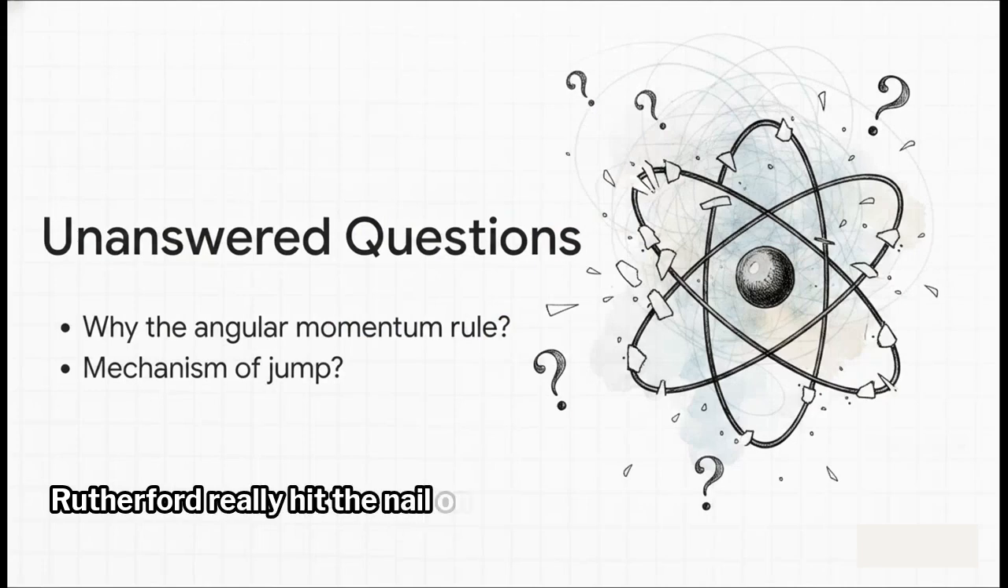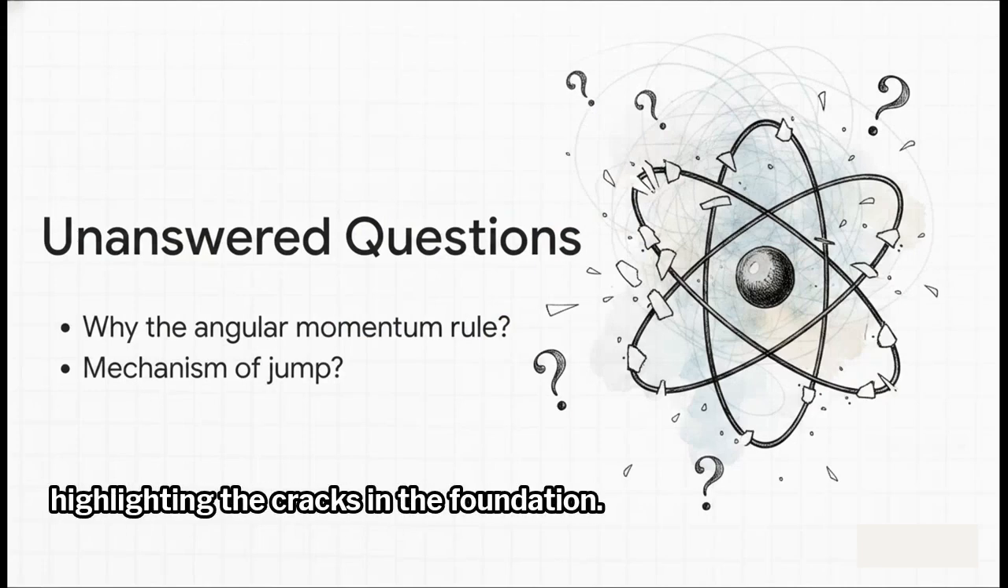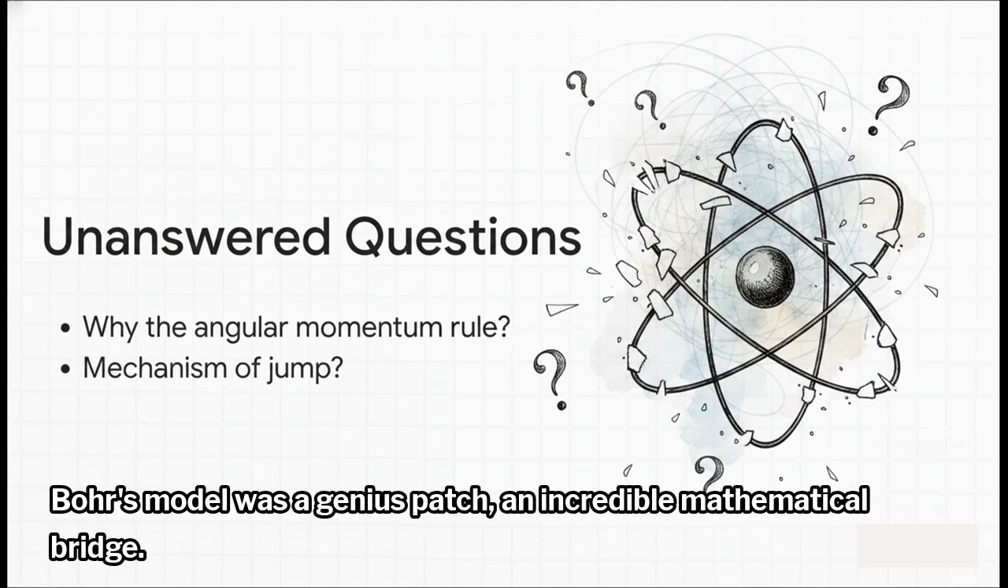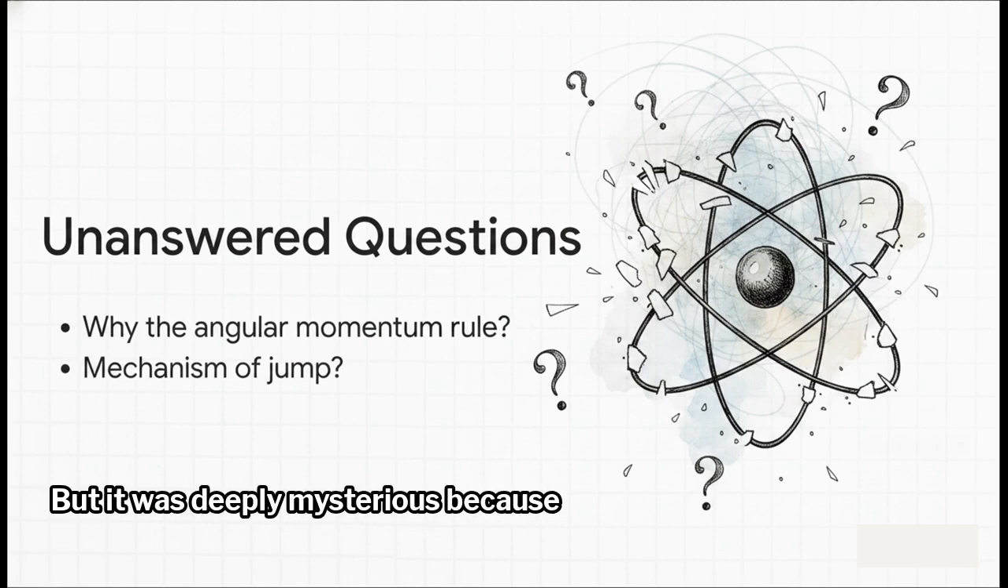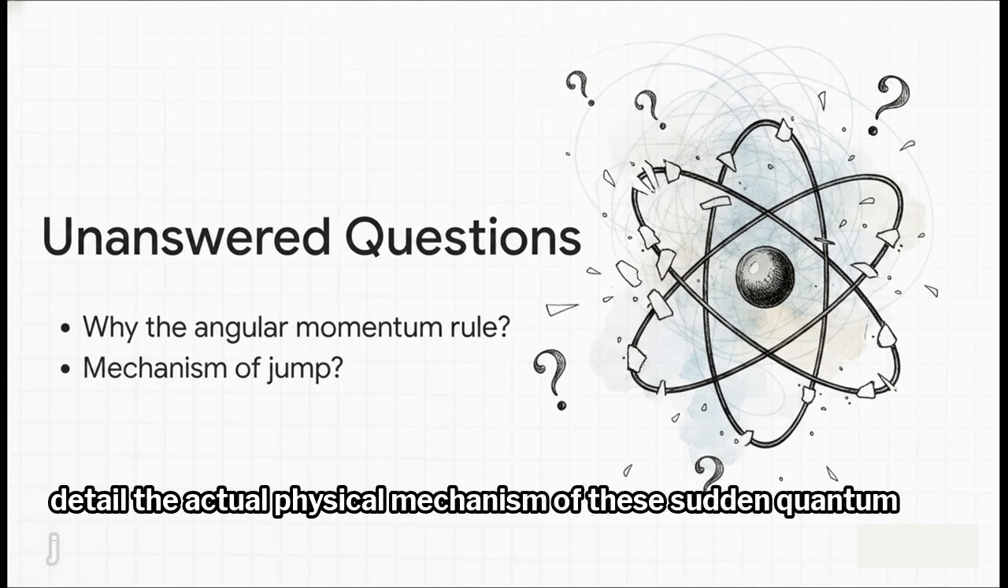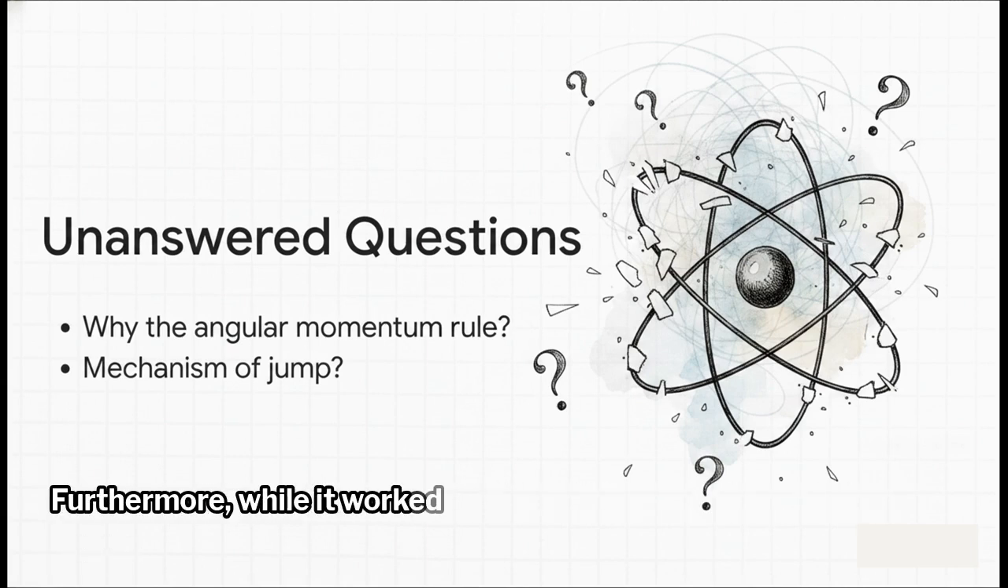Rutherford really hit the nail on the head, highlighting the cracks in the foundation. Bohr's model was a genius patch, an incredible mathematical bridge. But it was deeply mysterious because, at the end of the day, it couldn't explain why that angular momentum rule existed in nature, nor could it detail the actual physical mechanism of these sudden quantum jumps. Furthermore, while it worked absolutely perfectly for hydrogen, the math completely fell apart the second you tried to predict the spectra of atoms with more than one electron.